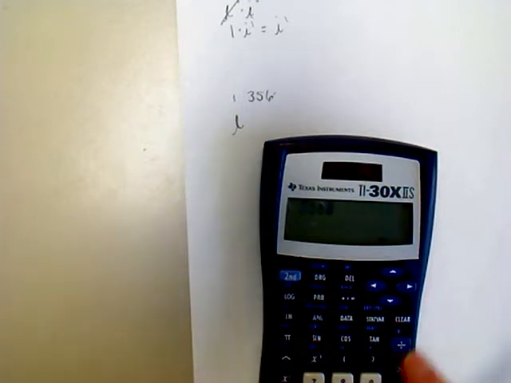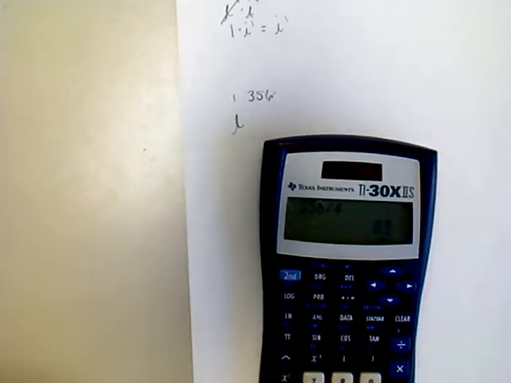356 divided by 4. Okay, it goes in 89 times. That's fine. It goes in 89 times.